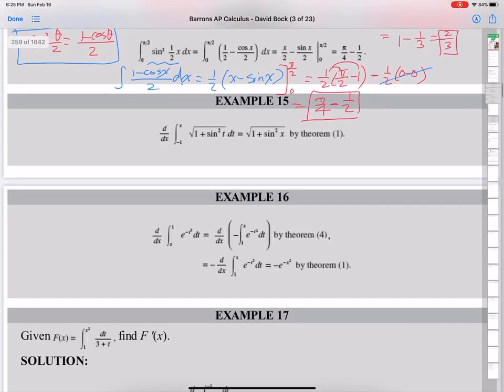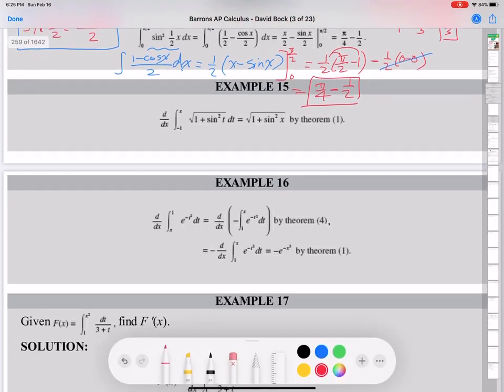Number 15. It asks you: square root, d over dx of the integral from negative 1 to x. Do you remember the fundamental theorem, right? I'm going to read right here: d over dx of the integral from a to x of f(t) dt is just f of x. That makes sense, right? So it is just f of x.